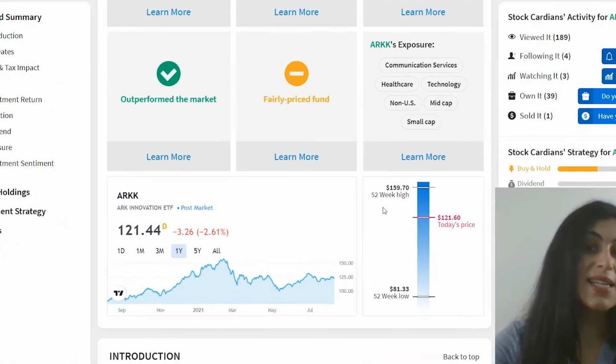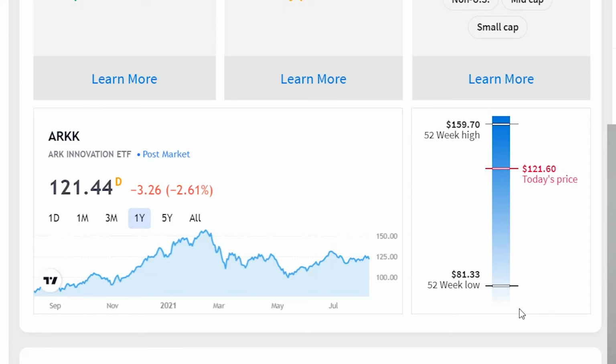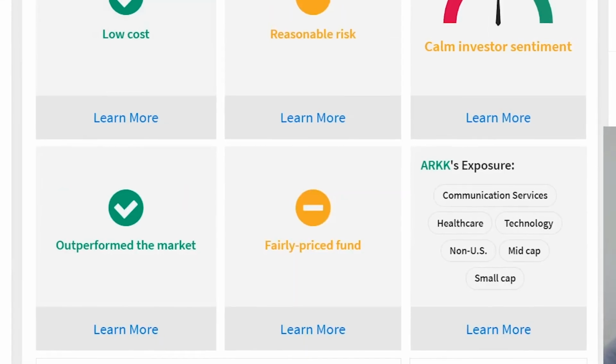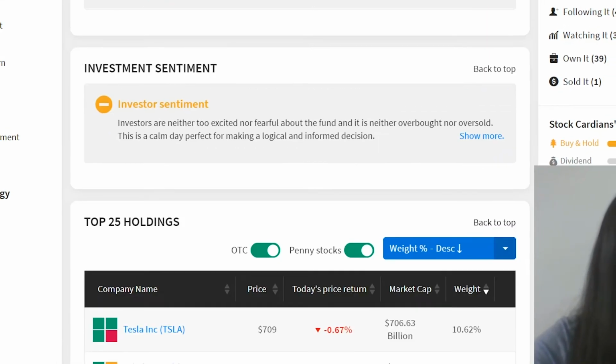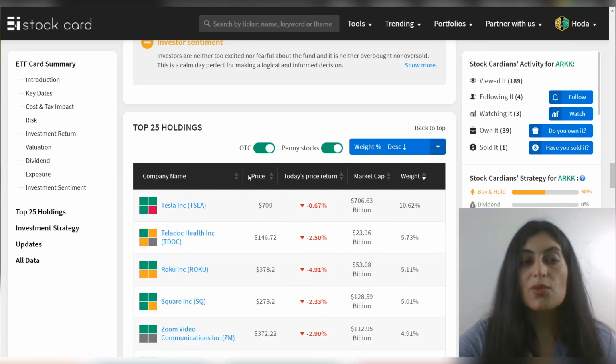We also added something that I'm very excited about, the 52-week high and low range of that ETF. I know so many of you have been asking for a 52-week high and low range for stock cards, and I promise we're going to add it, but we started with ETF cards. So this is where you can get that range, just beside the chart. As before, just last week, we were giving you the top 25 holdings on ETFs. You can also get that here.